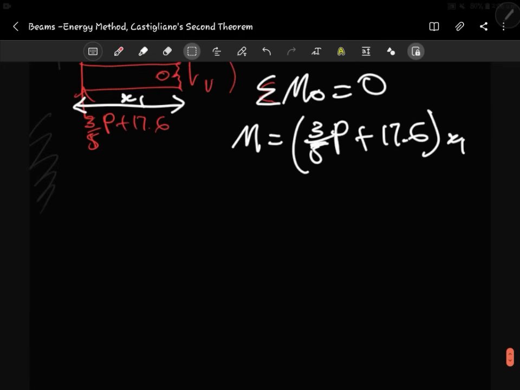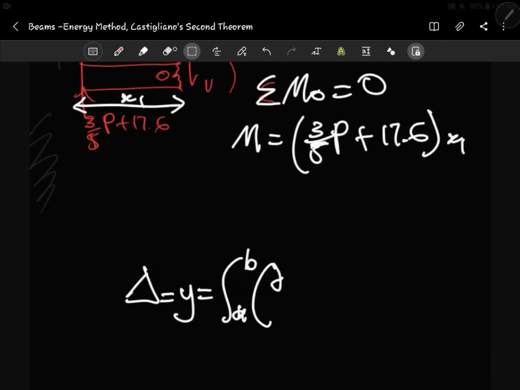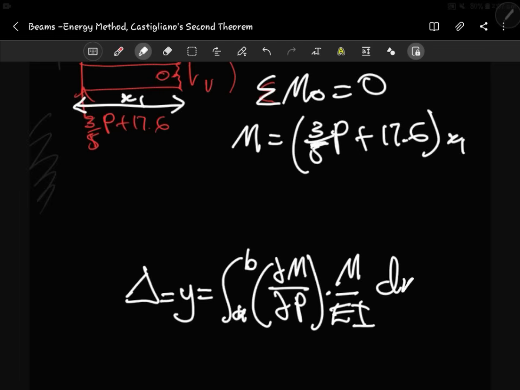Okay, so this is the actual thing. The full equation for the deflection is this: m times the partial derivative with respect to p, or not necessarily p, but the load that you're putting at the position where you're trying to find the deflection, times m over EI, dx. Meaning that whatever you're going to do, you're going to need this portion and then this.